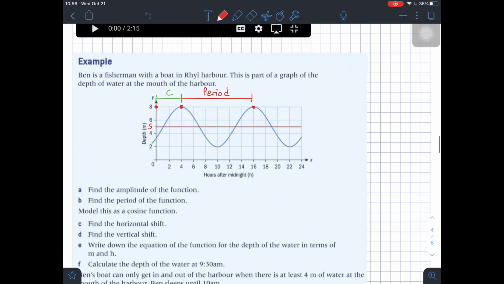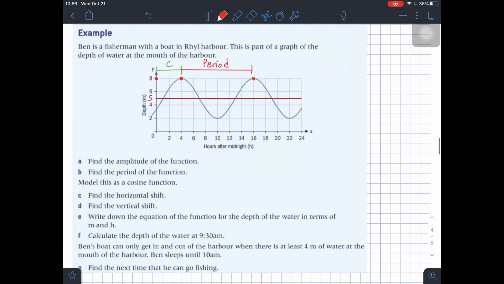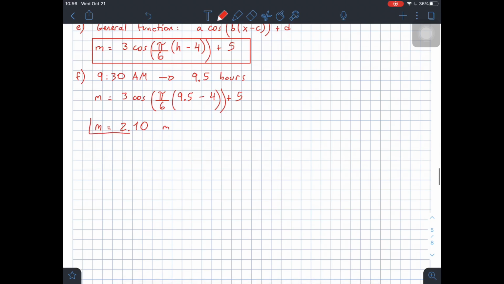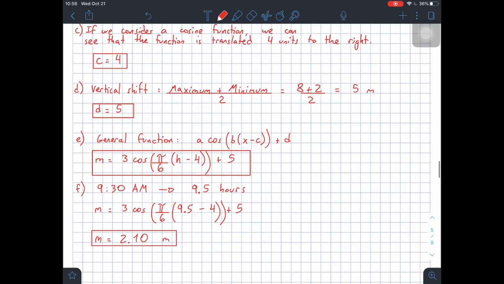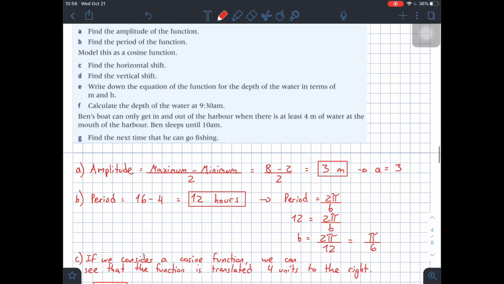The depth of the water, yes, this is in meters. Okay, so at 9:30 a.m., the depth of the water would be 2.10 meters. Finally, for part G, it says find the next.